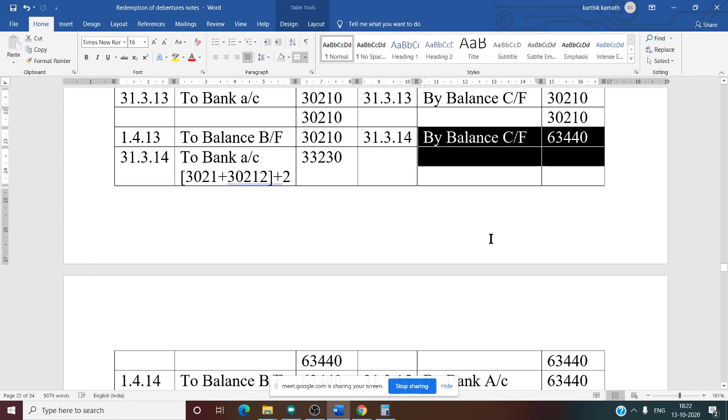Now last year we need to do. Last year there is no interest. Why no interest? Because investments are sold. So now we know the actual value. What is the actual value? 63,440.